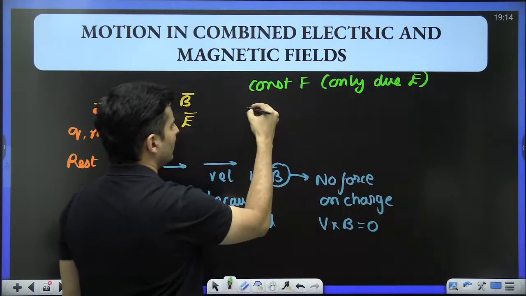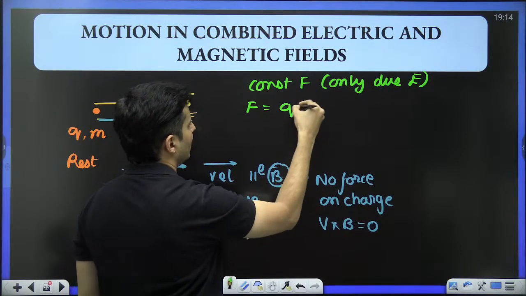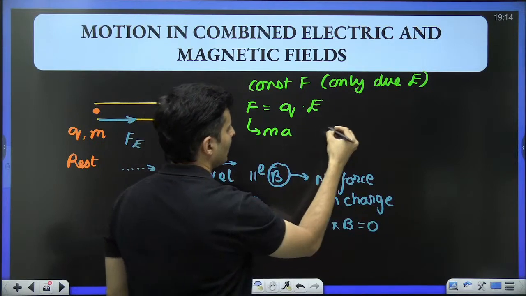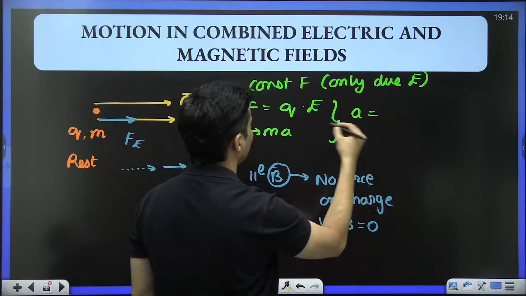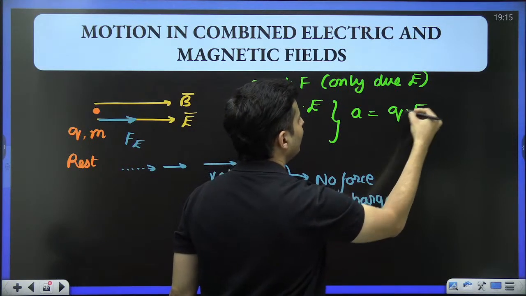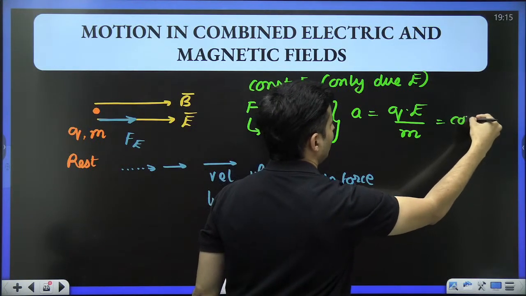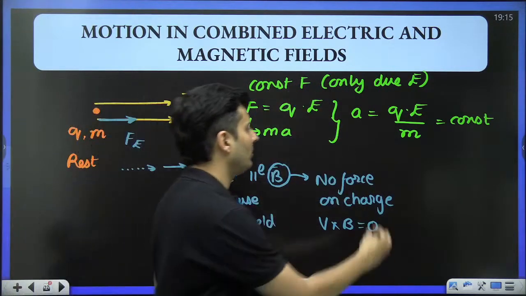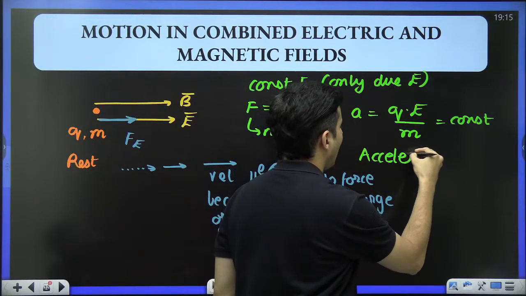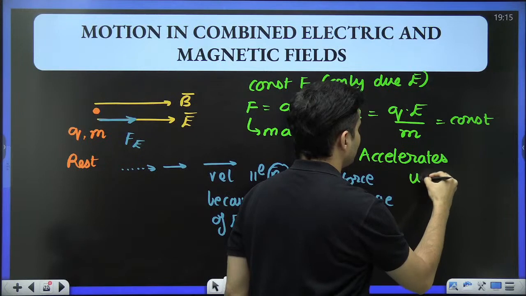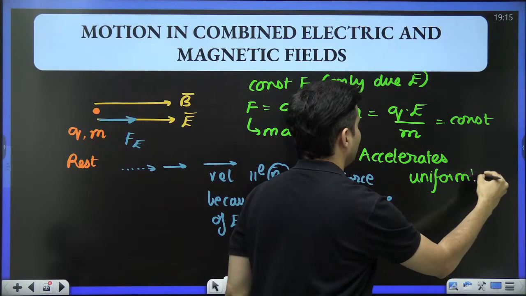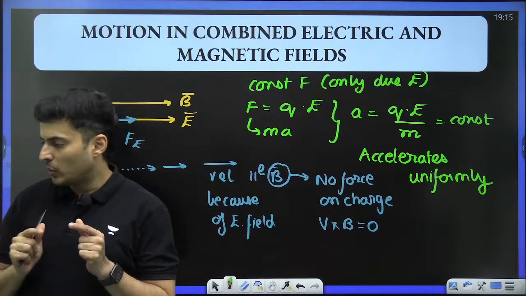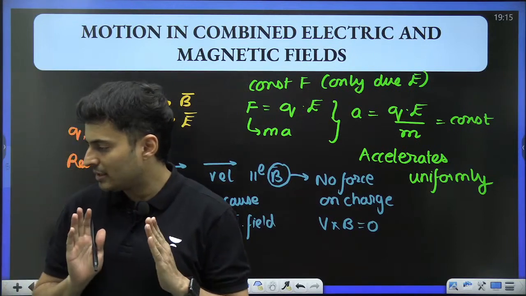So the particle will have a constant force only because of the electric field. That force will be the charge into the field, and we all know force is basically mass into acceleration. Therefore, acceleration is charge into the field divided by mass, which is definitely a constant. So it accelerates uniformly. Is that making sense? Everyone with me on this? Clear till this point?